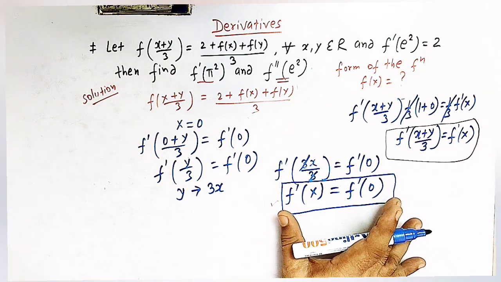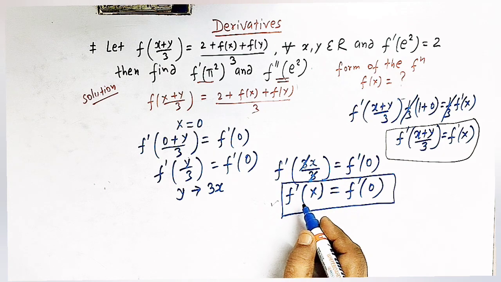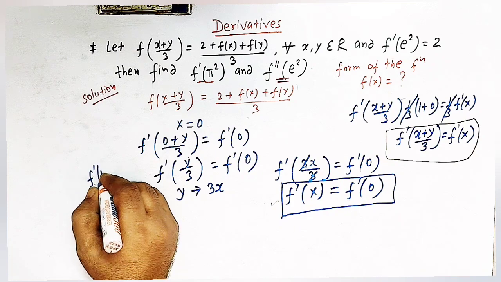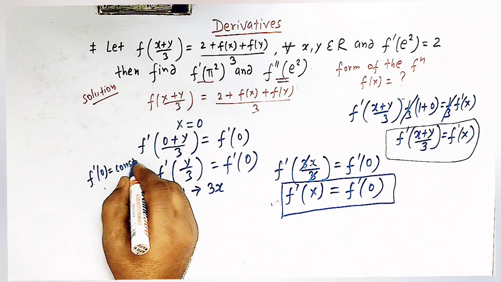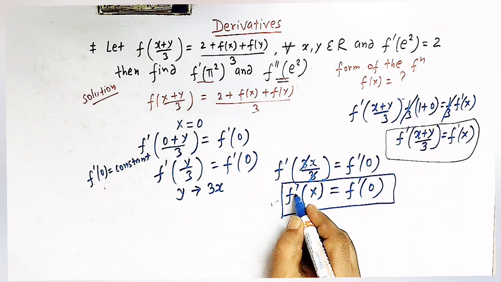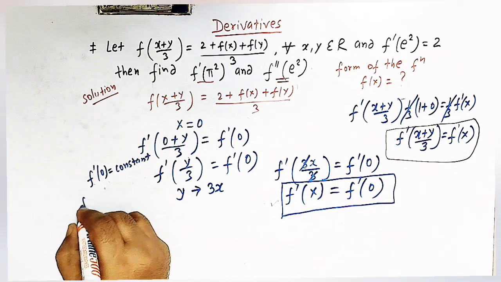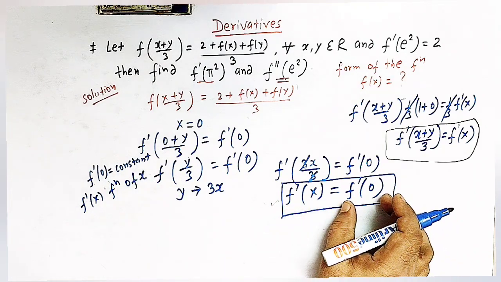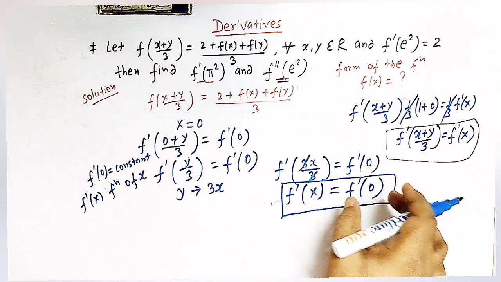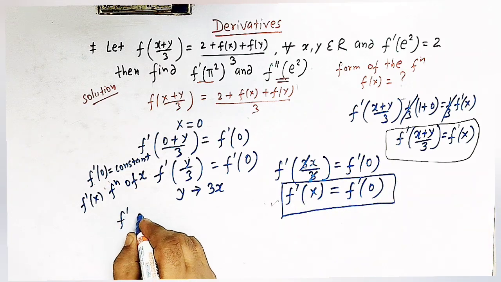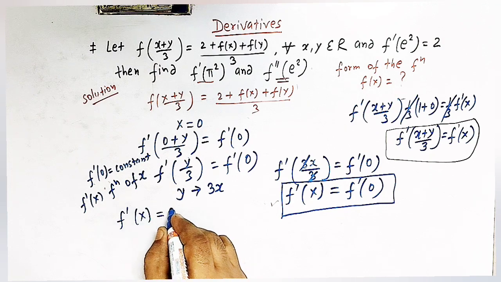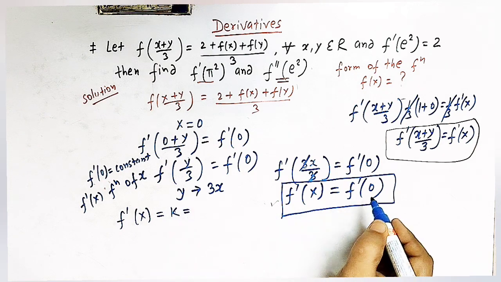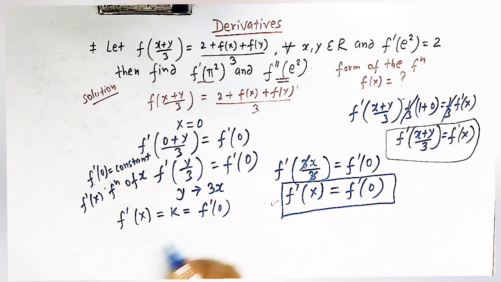So now this is an important result which suggests that the derivative is equal to a constant, because f prime of 0 is a constant, and f prime of 0 is equal to f prime of x, because f prime of x is a function of x, and a function of x is equal to f prime of 0, and f prime of 0 is a constant, so it implies that f prime of x can be taken as equal to k, where k is some constant. So this k is now equal to f prime of 0.